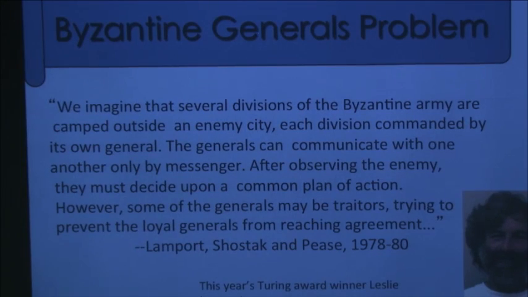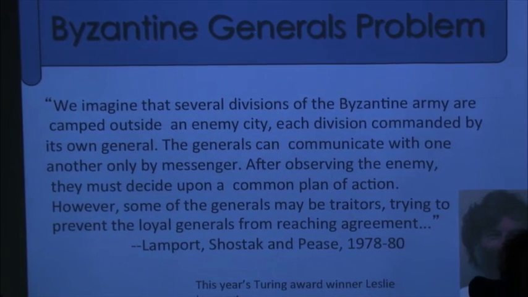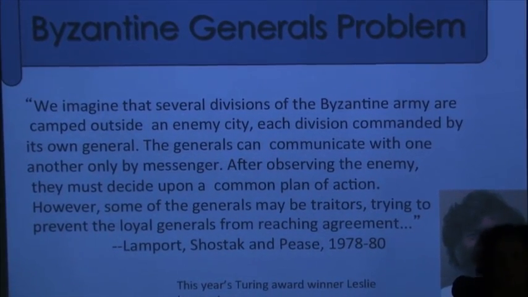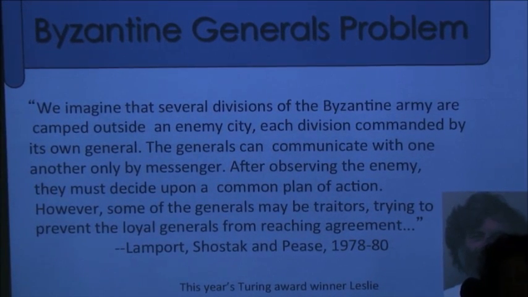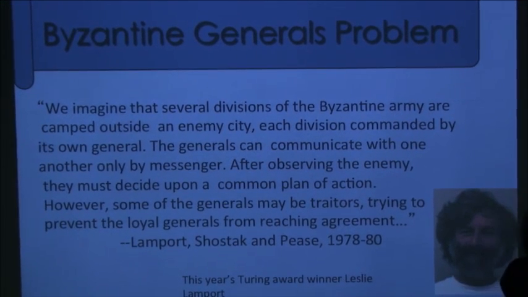The story always starts with, actually, it was the Albanian general's problem, but he changed the name after people from Albania complained that it's a real country. He said, imagine that there are several divisions of the Byzantine army. They're camped outside an enemy city, each division commanded by its own general. The generals can communicate with one another only by messages. After observing the enemy, they must decide upon a common plan of action. However, some of the generals may be traitors trying to prevent the loyal generals from reaching agreement. And that begins the story of Byzantine agreement.